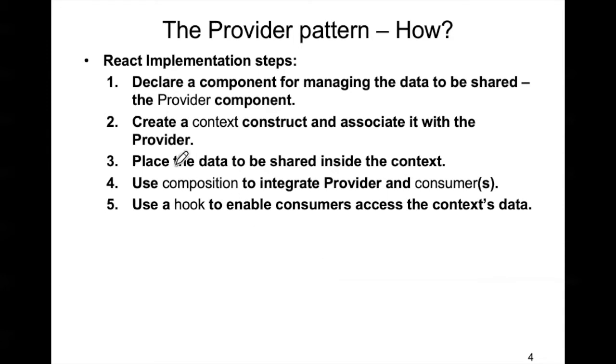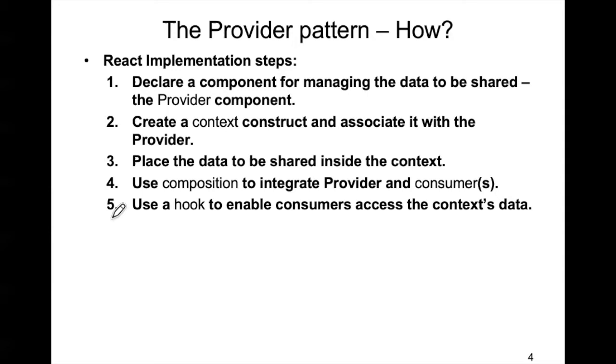So we would know how to declare our provider component from what we know so far. Step 2 then is where we start introducing this context construct, which is specific to React. So we declare it some way, it's just a one-liner, and we need to associate that context construct with the provider component. We need to see how to do that programmatically. Step 3 then is we actually add some of the state data to the context. We put the data into the context.